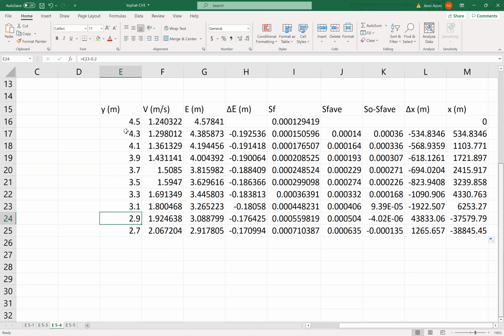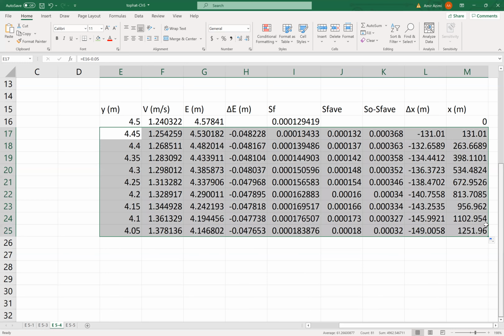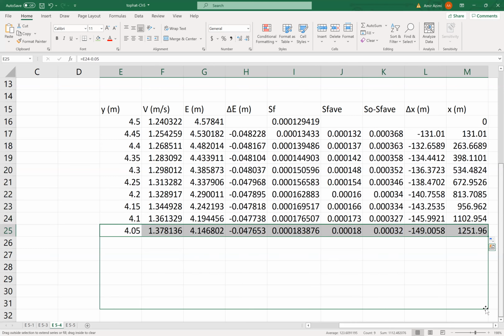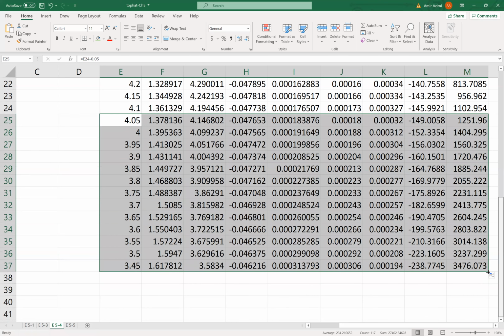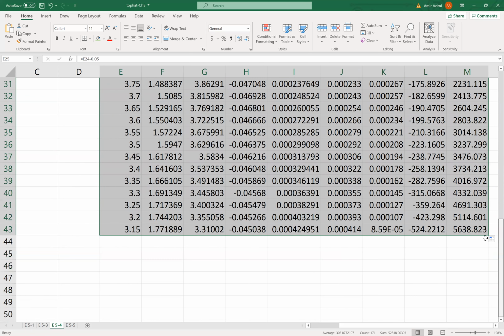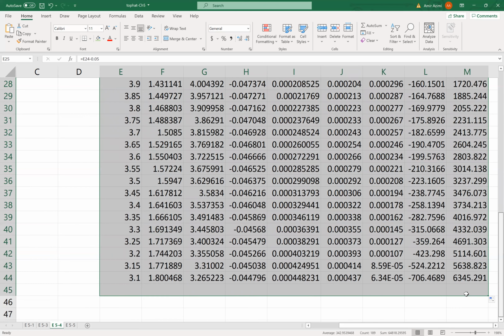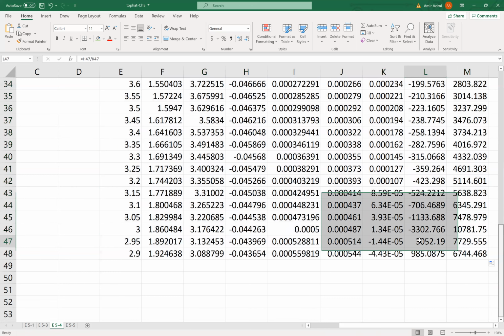When it's getting close to the normal depth, the friction slope becomes negative. So what I'm going to do is reduce the increments to, let's say, 5 centimeters here. And then I'm going to drag this down. If I drag this, you will see that we get all the distances until we get close to 3 meters. And then all of a sudden we get a negative value. Yes, you see that here?